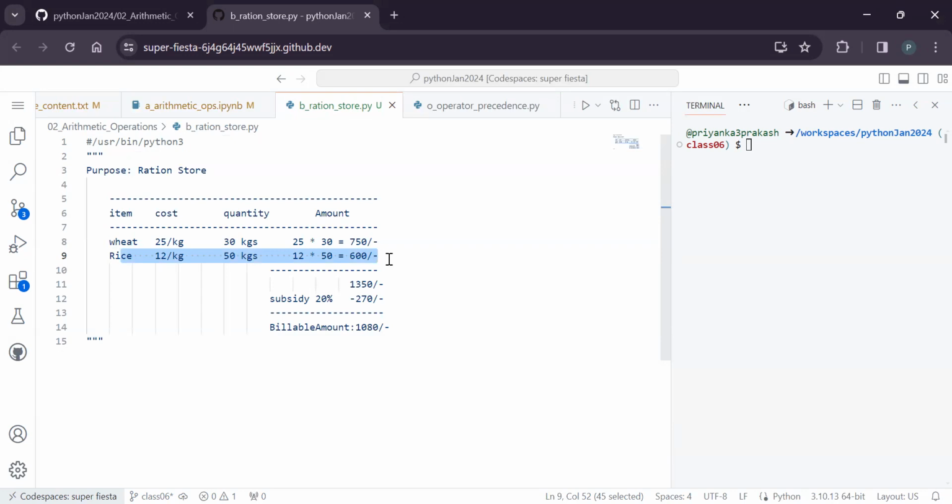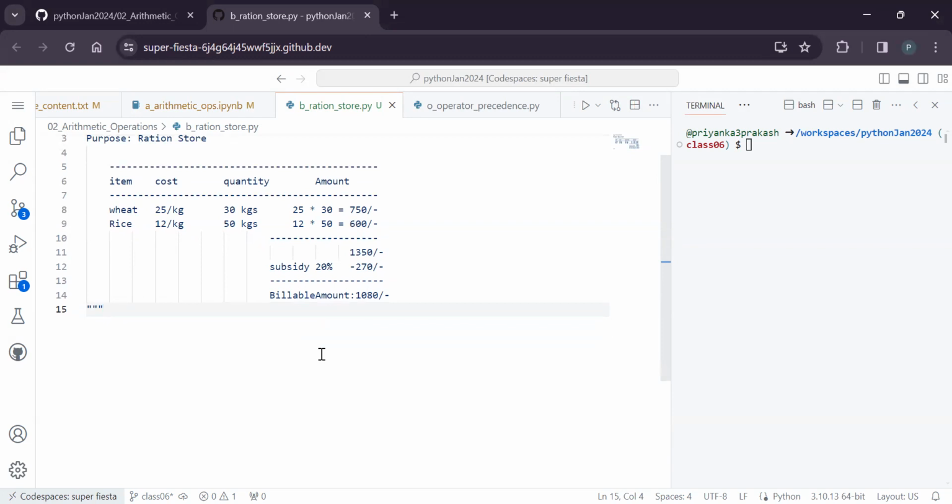Totally, how much do you need to pay? This amount plus this amount. In that, if you assume that in a particular month due to famine or something, you got some subsidies. Subsidy means you need to subtract that from this original value and finally get the amount. As a human being, it's very easy for us to understand. Now you get to know programming when you try to implement these common problems in a program.